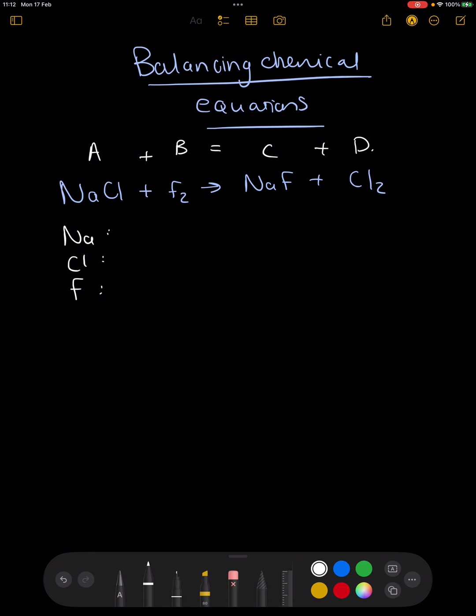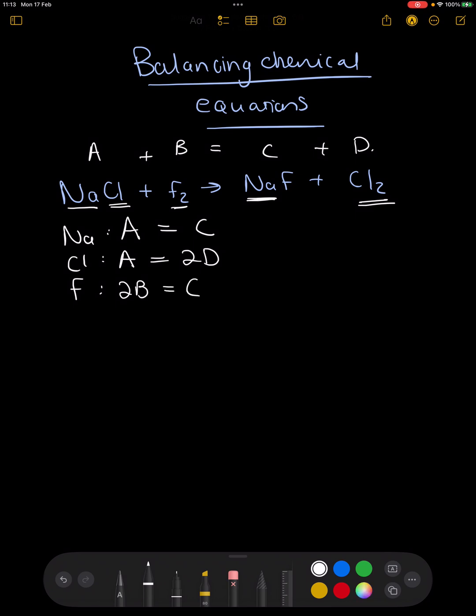Next, I'm going to have a look at sodium. So I've got sodium under A, but there's only one of them, so I'm just going to write A. Then I look for the next place I see sodium, and it's here by C, and there's only one sodium over there. Then I look at chlorine. The first time I see chlorine is in A, and there's only one of them. And then I see chlorine again by D, but this time there are two of them. Then fluorine, I've got 2 by B, and then I've got 1 by C.